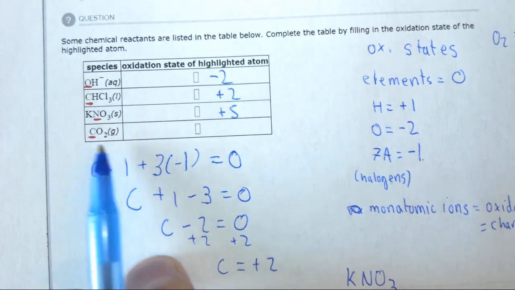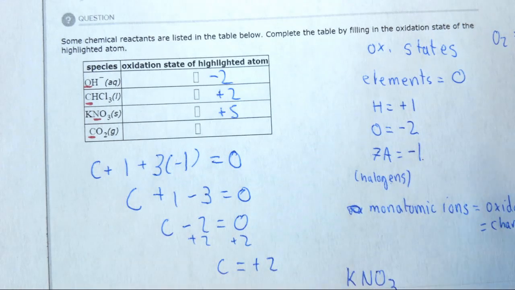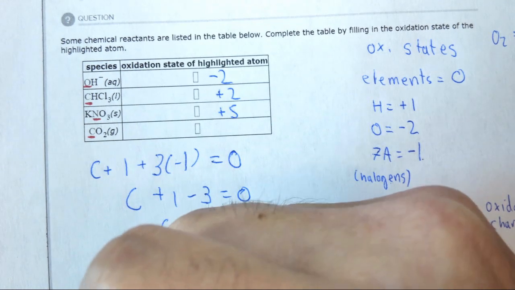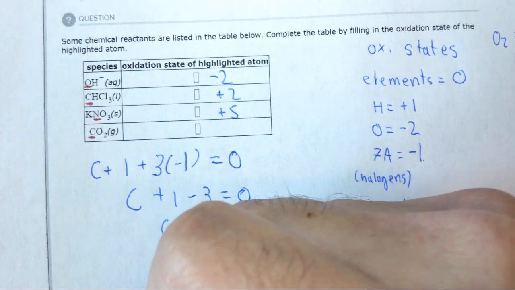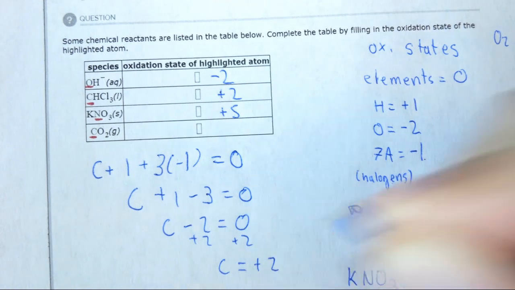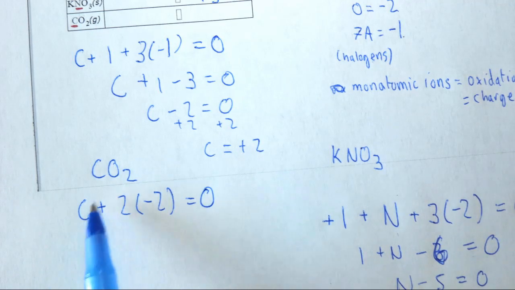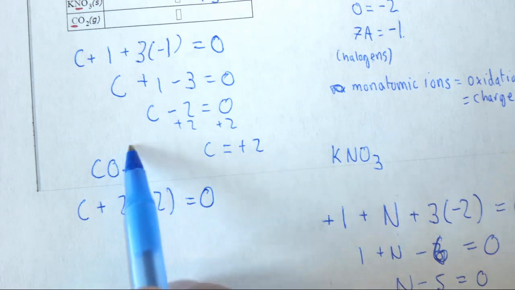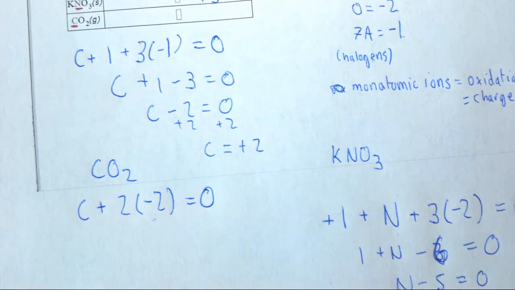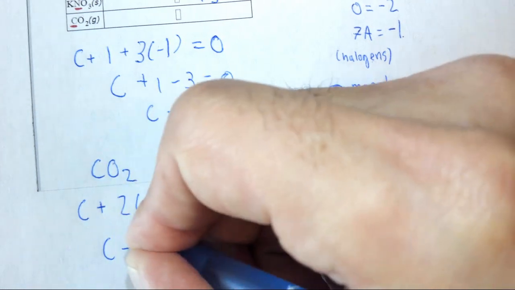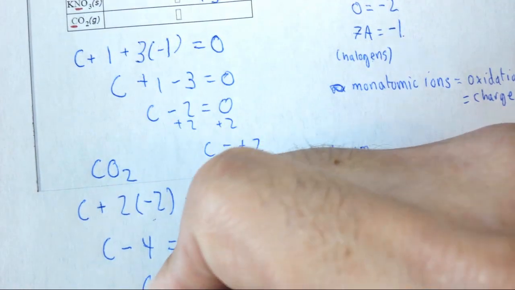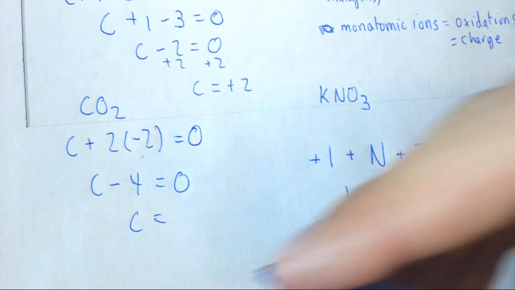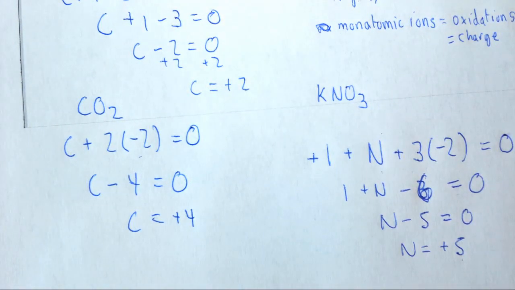And then finally we have CO2. In this case, carbon is unknown. We don't have a rule for carbon. So here we have carbon plus 2 times minus 2 equals 0. Move this up a little bit, so we have CO2, and we have carbon plus 2 oxygens with a minus 2 oxidation state each equals 0. The overall charge on carbon dioxide is a neutral covalent compound, so carbon minus 4 equals 0. Carbon has an oxidation state of plus 4.